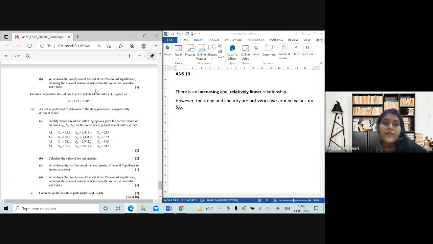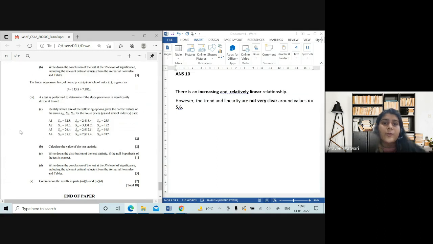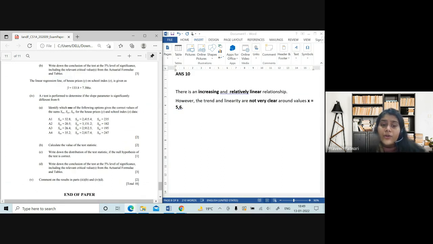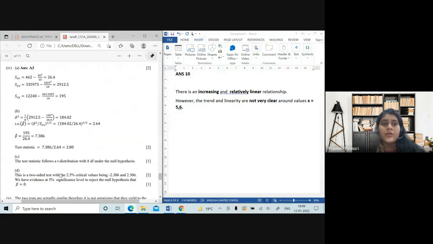The linear regression line of house prices on school index is given as y hat equal to 133.8 plus 7.386x. A t-test is performed to determine if slope parameter is significantly different from zero. Again, an MCQ, so no typing involved. Calculate the value of the test statistic. So over here, they have asked you to calculate the value of the test statistic. So, of course, you have to show a minimum of 3 steps, minimum. So, of course, it's 2 marks. And there are quite some steps involved in the working anyway.